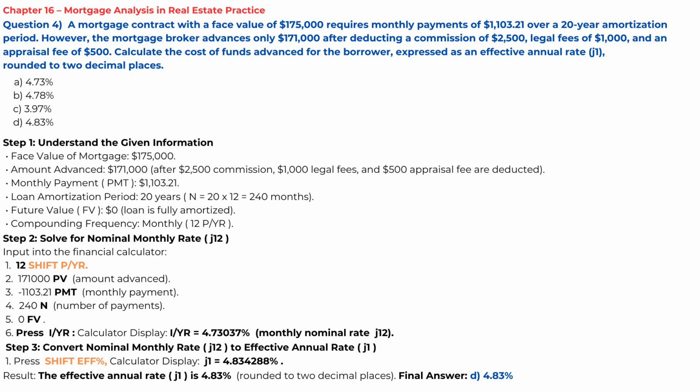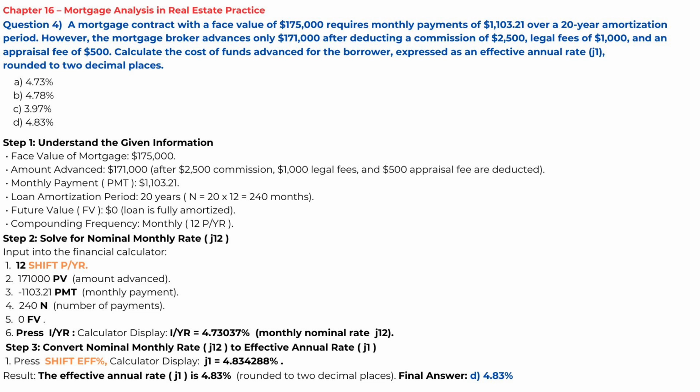Step 2, solve for the nominal monthly rate, J12. Input into the financial calculator. 12, Shift PYR. 171,000 PV, amount advanced. 1,103.21 plus/minus sign, and then press PMT, monthly payment. 240 N, number of payments, 0 FV. Press I/YR, calculator displays 4.7 monthly nominal rate J12.